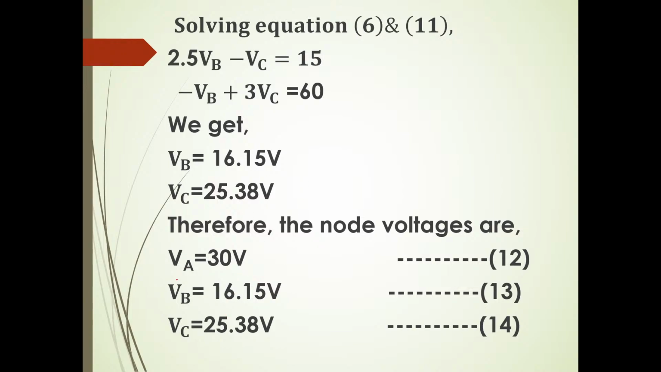Now what is the VA value? VA is already known. VA is nothing but V1, that is equal to 30 volts. What is VB that we have got just now? 16.15. What is VC that we have got just now? 25.38. So consider VA as equation number 12, VB as equation 13, and VC as equation 14.